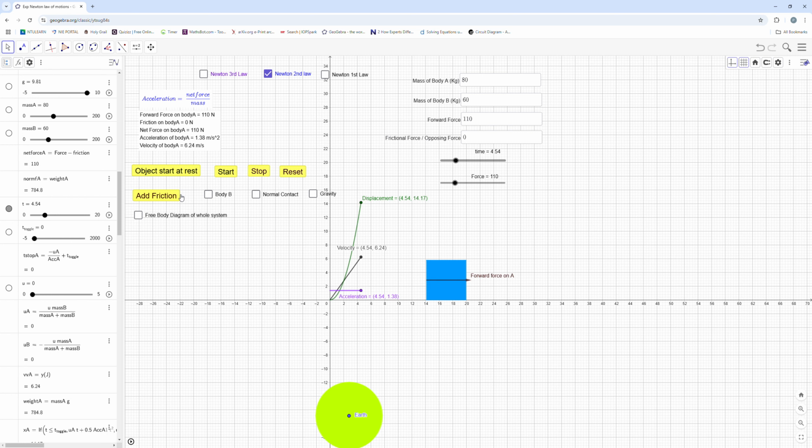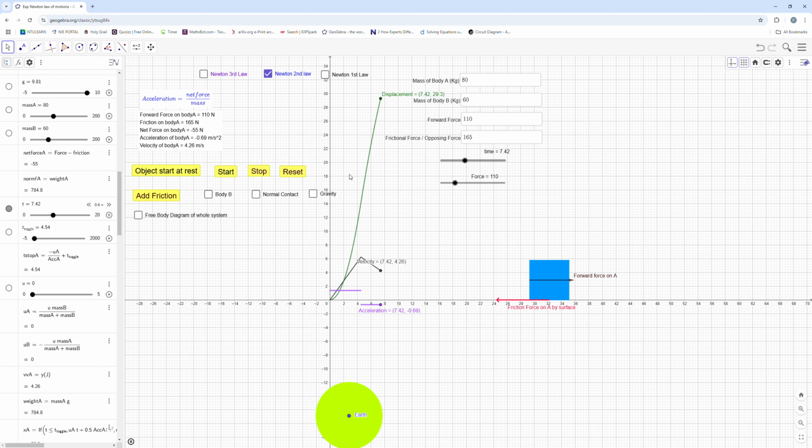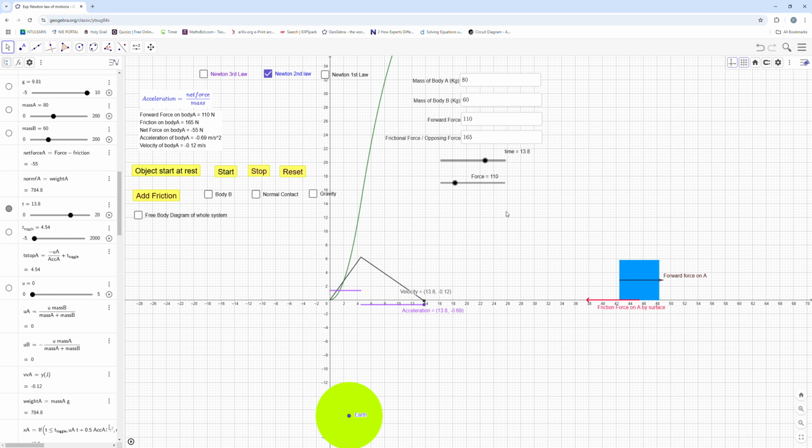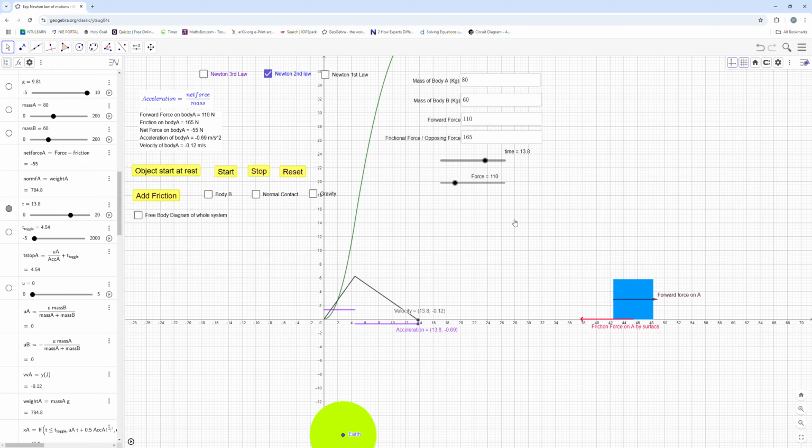I press stop. You can see that the acceleration stays constant, the velocity has a linear increase, and the displacement is a curve. Then when I add friction, the graph will also be continuous, it will adjust accordingly. So it's a deceleration now. You press start, the velocity will drop, displacement will still increase, and the box will stop right when it hits 0.